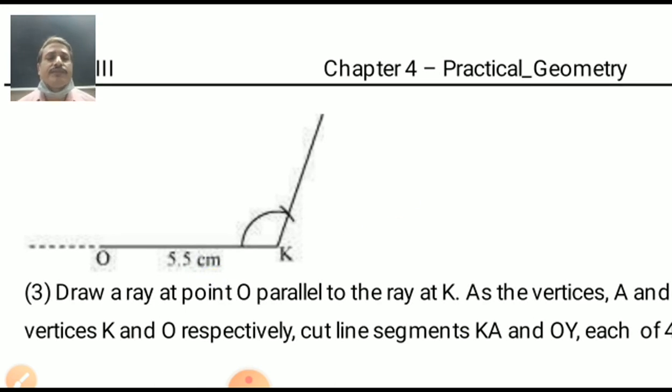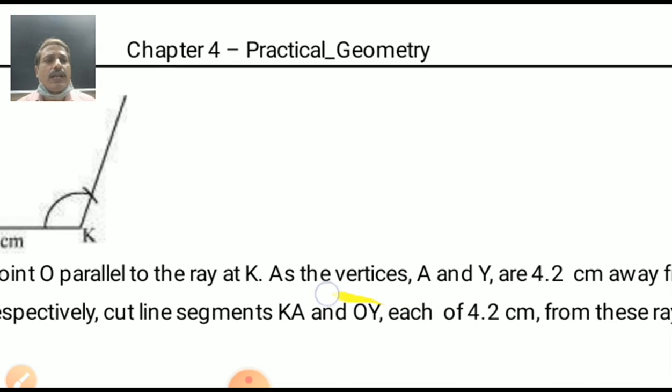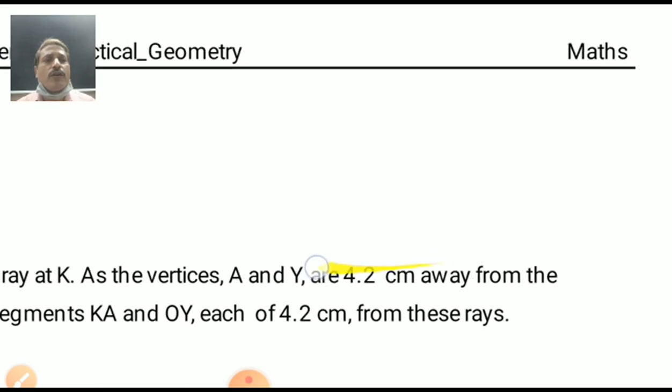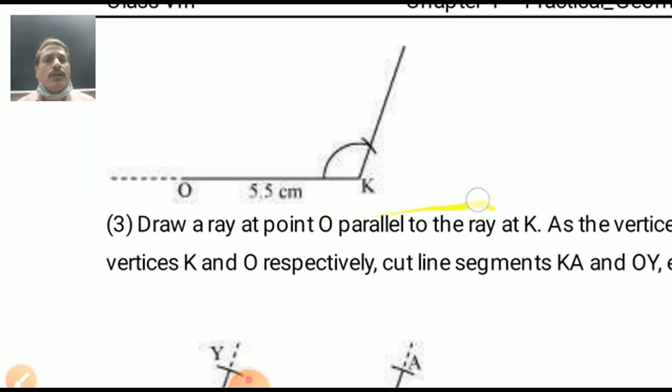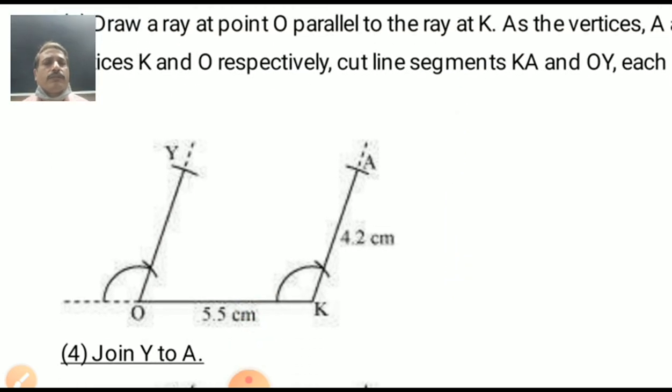Just see the magic. Draw a ray at point O parallel to ray K at the vertices A and Y at 4.2 centimeter away from the vertex K and O respectively. Cut the line segment K and AOY. How did you make it, beta?